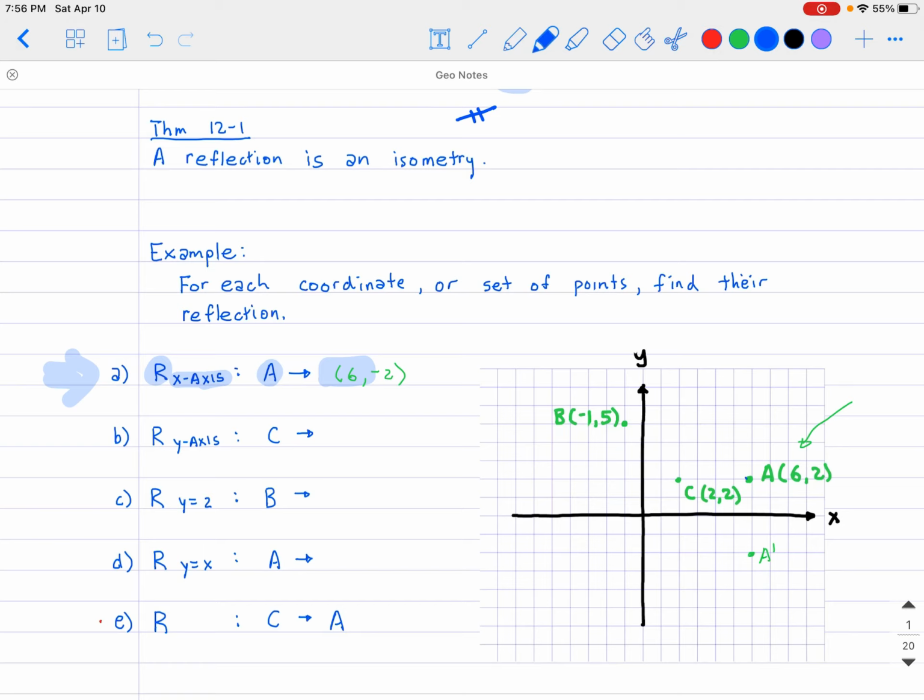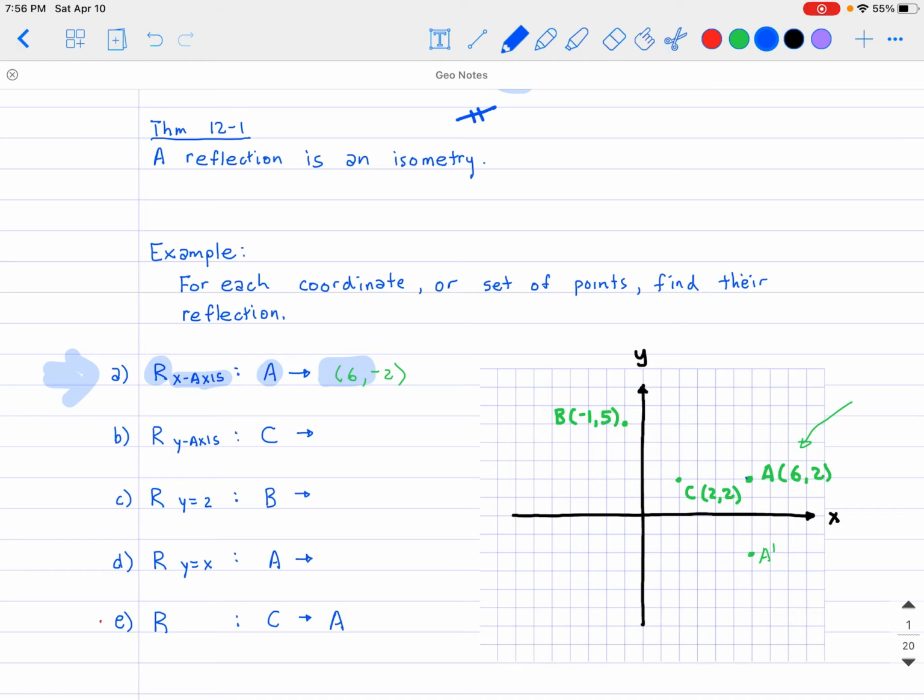This time around, what I want to do is take point C over here. Oops, gotta use the wrong pen. So let me go ahead and change that a little bit. Okay, so I want to take point C and I am going to reflect it about the y-axis. I want to know where the result is.